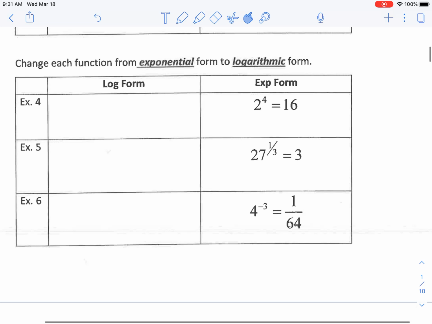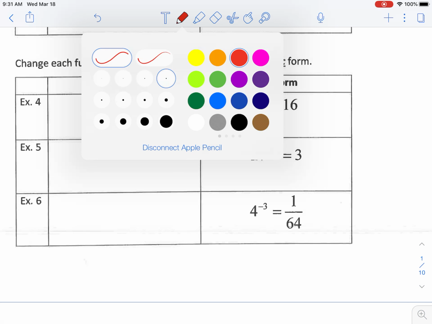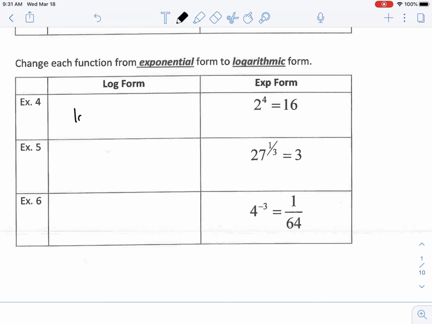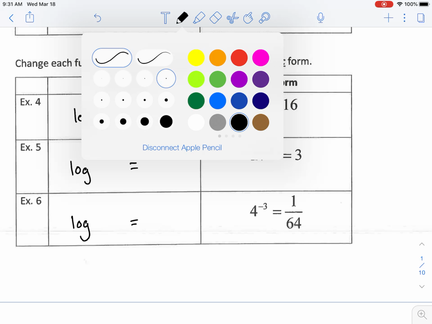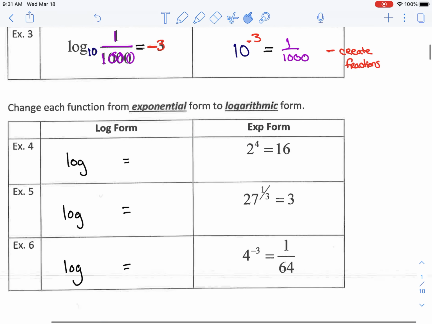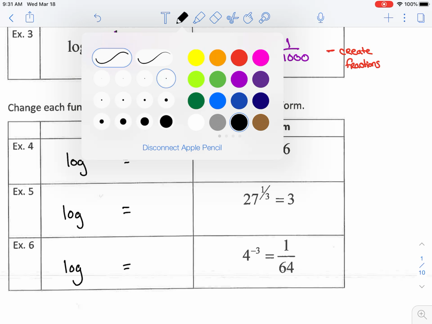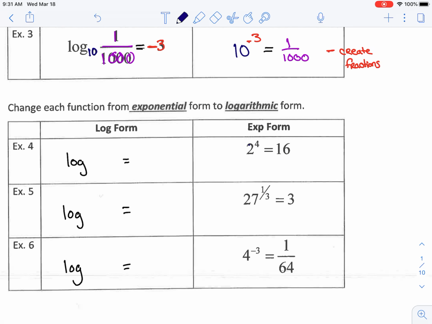So now we want to change from exponential form backwards. So all of these are going to have the word log in them. They're all going to have an equal sign, so I'm going to go put all of those. And then I'm going to use the same colors from above, so I'm going to leave an example up from above. So my blue is going to be my base. So I get a base 2, I get a base 27, I get a base 4.